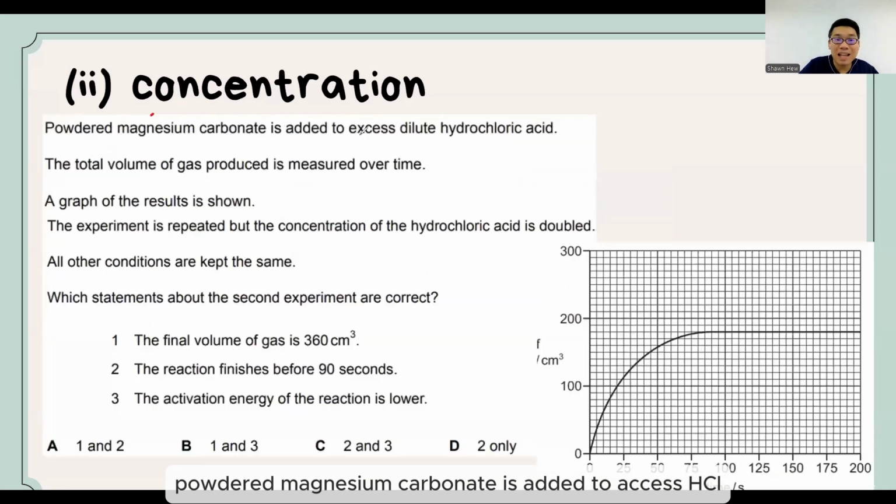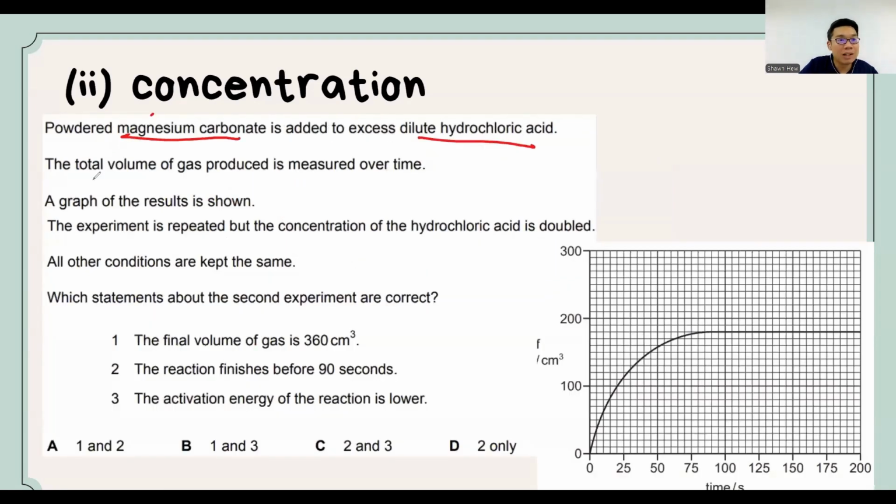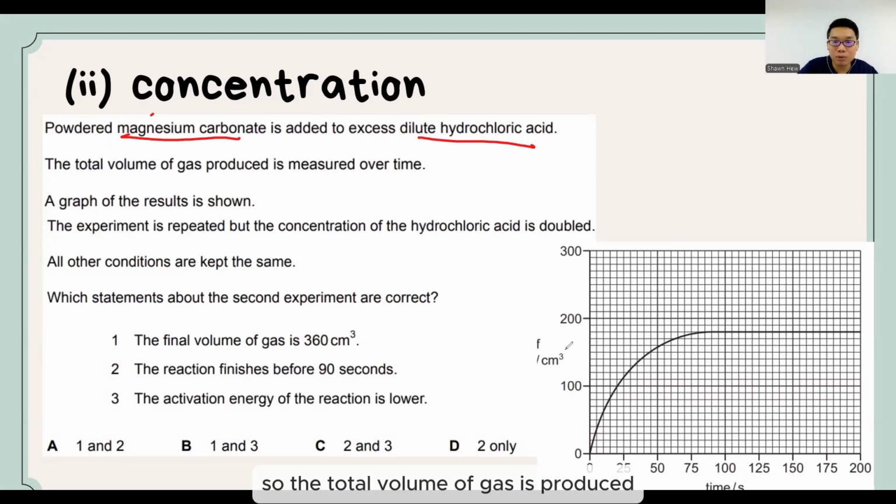Next, powdered magnesium carbonate is added to excess HCl, so the total volume of gas is produced.